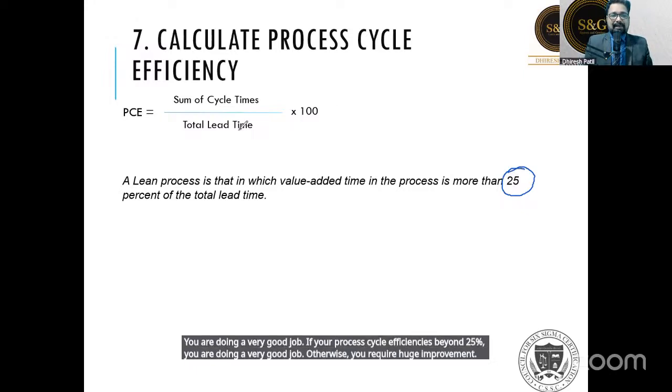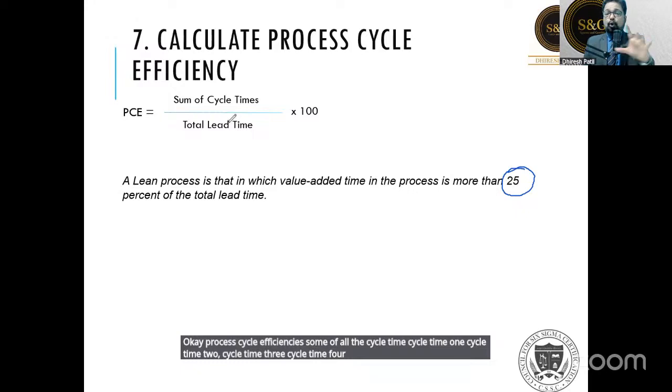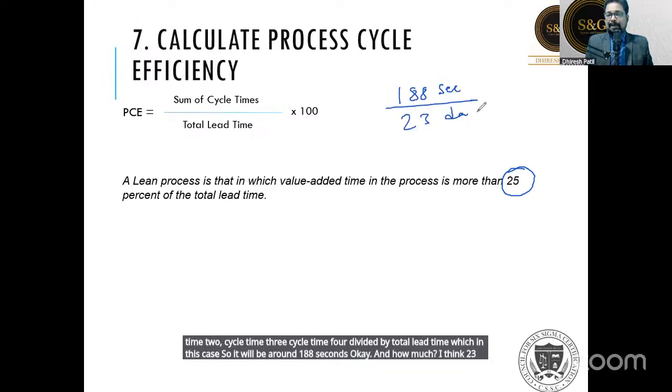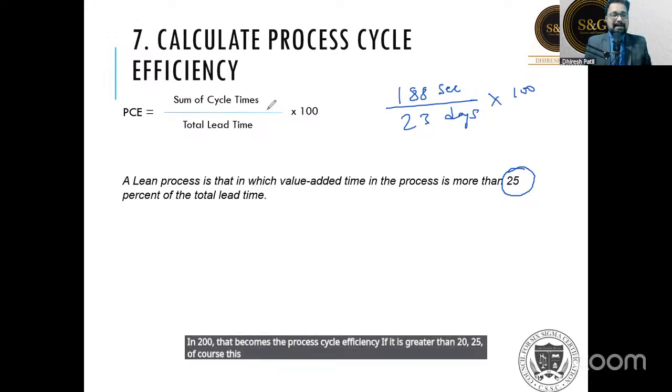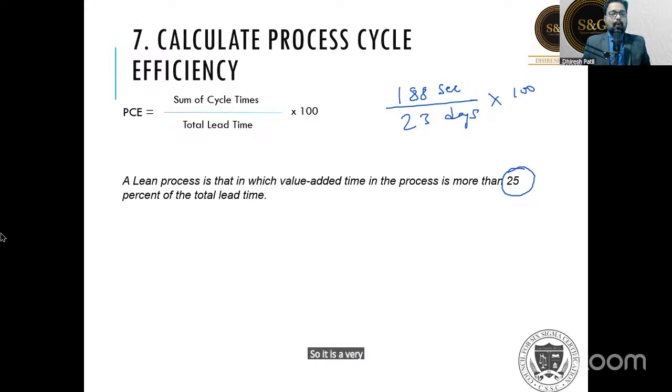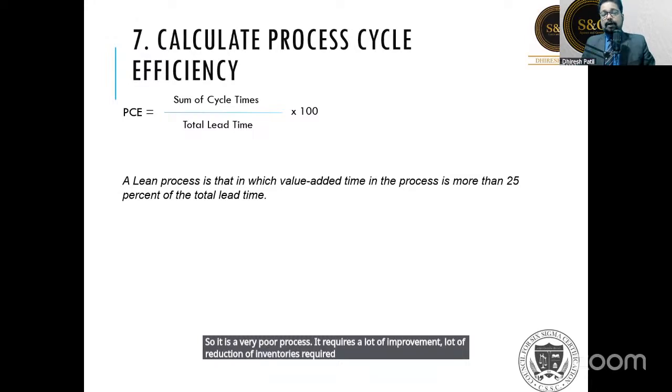Process cycle efficiency is the sum of all the cycle times, cycle time 1, cycle time 2, cycle time 3, cycle time 4, divided by total lead time, which in this case is around 188 seconds, and how much? I think 23 days. That also has to be converted into seconds, multiplied by 100. That becomes the process cycle efficiency. If it is greater than 25%, good. Of course, this is not greater than 25%, so it is a very poor process. It requires a lot of improvement, a lot of reduction of inventory, and a lot of improvement over there.